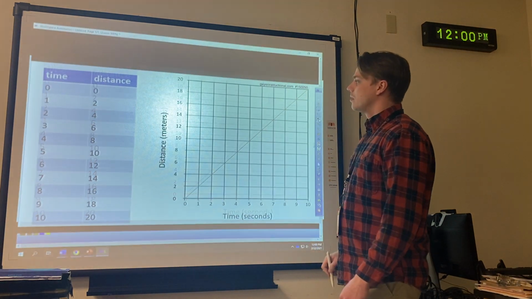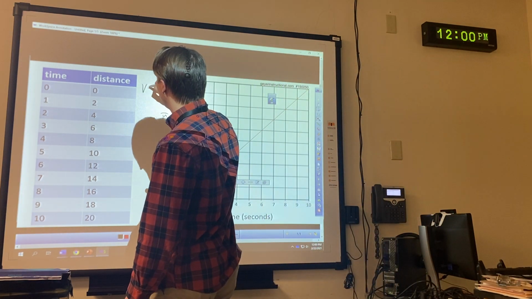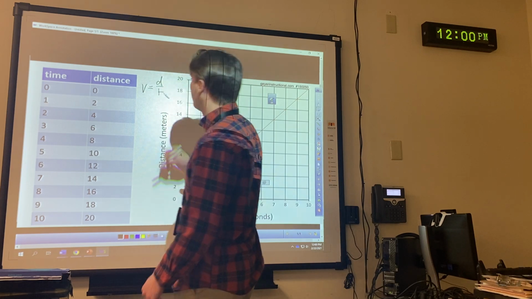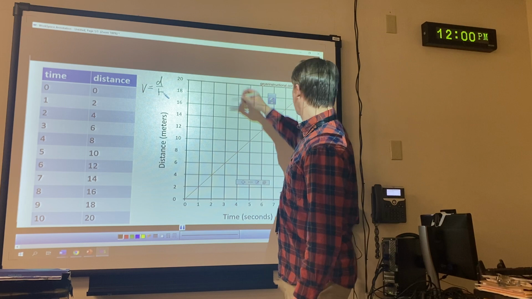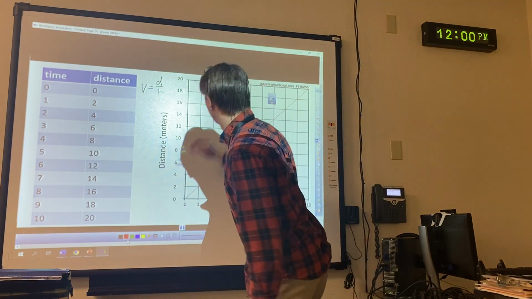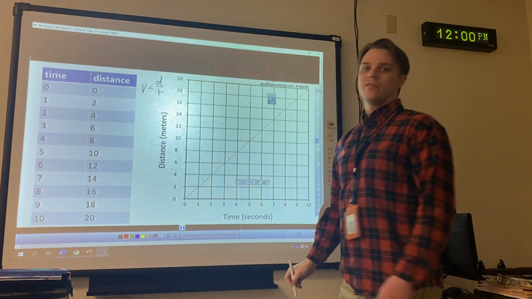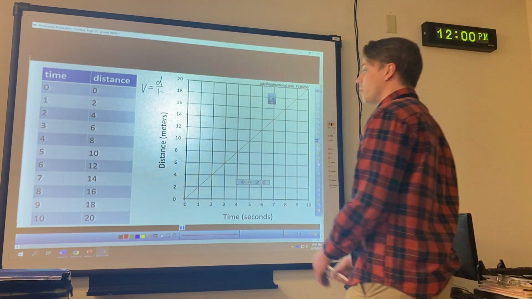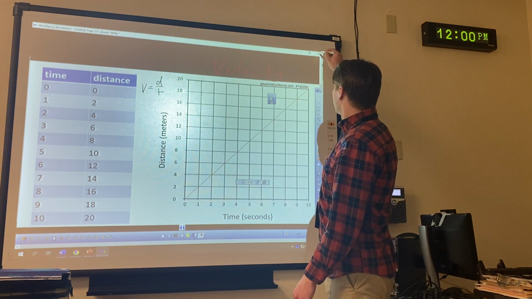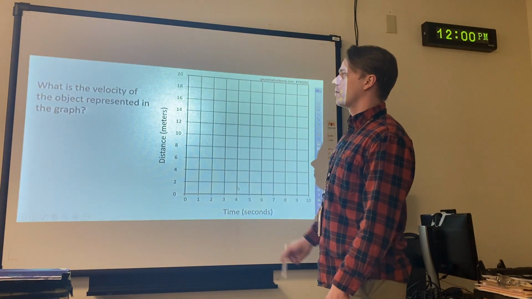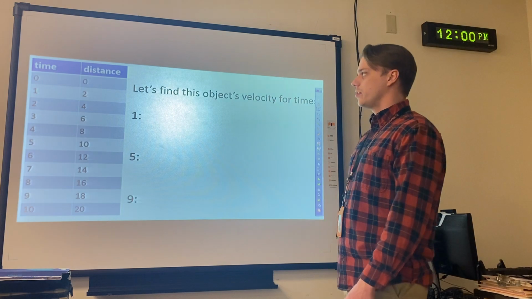So, let's just see what the velocity formula can tell us about this. So, v equals distance over time. So if this is a graph about distance and time, we could literally name this velocity. We know that this is a velocity graph because it is showing us a distance and a time. All right? So, if we know this is a velocity graph, what is the velocity of the object represented in this graph here? Well, let's try it out.